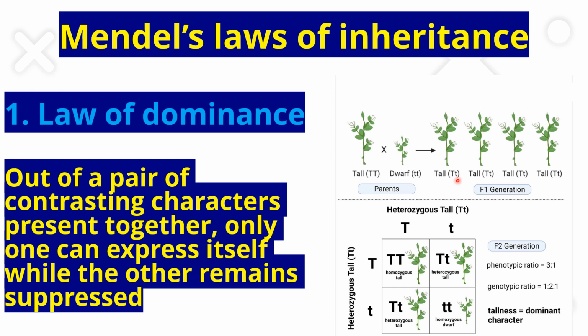Yes, how can we find out that it is a dominant character? Because which character is expressing? Which character is not seen here? Then we can say the seen character is the dominant character, and the suppressed character is the recessive character. Out of a pair of contrasting characters present together, which you can see in the heterozygous condition, only one can express. Capital T is there, so that dominant character will express. The recessive character will suppress. That is the law of dominance.